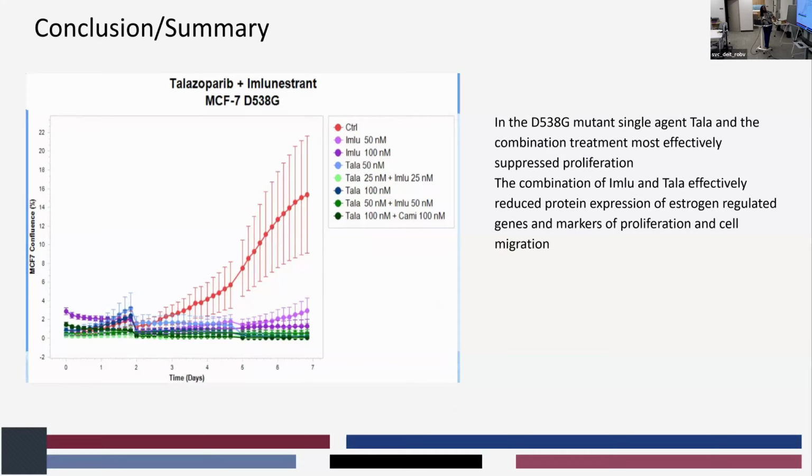And you can see the confluency of the control continues to go up as our treated cells continue to lay flat at the bottom. In the D538G mutant cell, talazoparib and the combination treatment most effectively suppress proliferation. The combination of imlunestrant and talazoparib effectively reduce protein expression of estrogen-related genes and the markers of proliferation and cell migration.